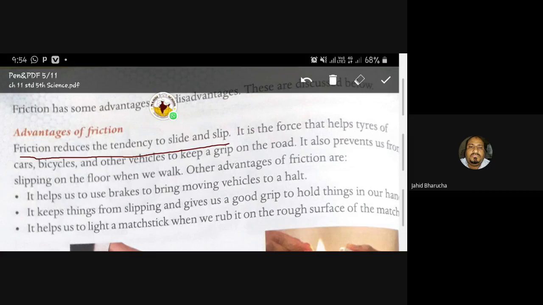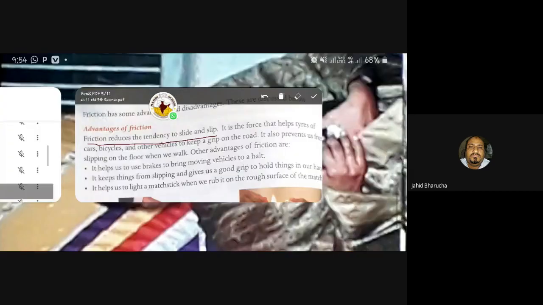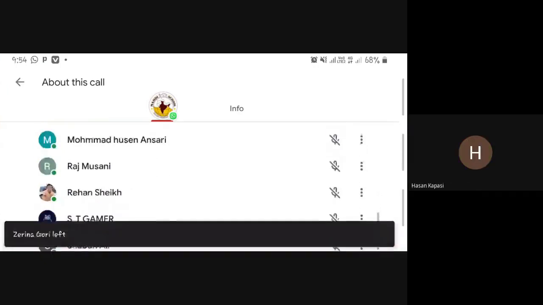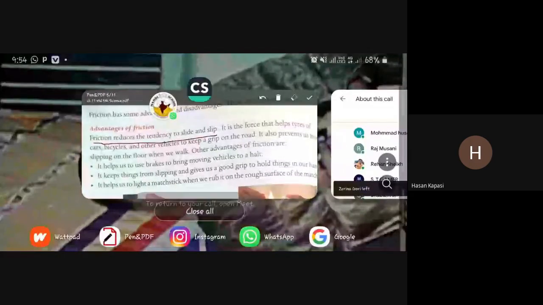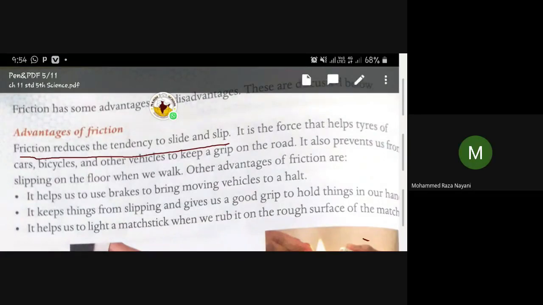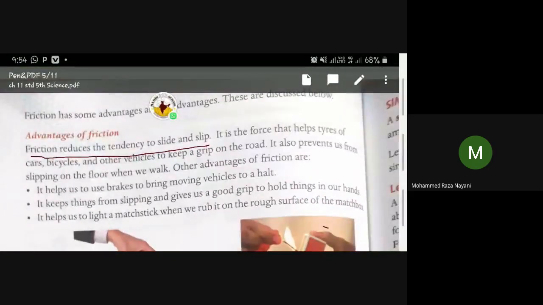Okay, now ma'am, I want Mohammad Raza Nayani, open your microphone. Yes, ma'am. No, I want Mohammad Raza Nayani to open the microphone and read point number 1. Okay, ma'am. Beta, hamne sab read kar liya hai. I want the first point. Aap kahan the ab tak?